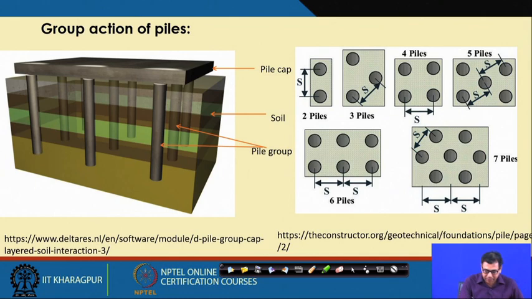So, this is the piles in group. This can be a 2 pile group, 3 pile group, 4 piles, 5 piles, 6 piles, this is a 7 pile group. You can have more number of piles in a group, more than 7 also. But the center to center distance between 2 piles is the spacing between 2 piles. So, depending upon the spacing, your efficiency of pile groups will change.